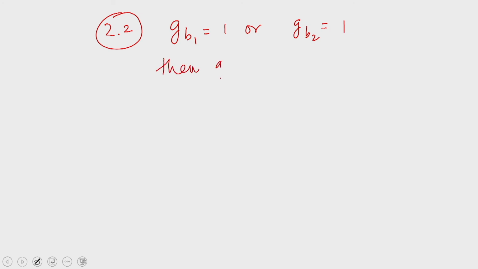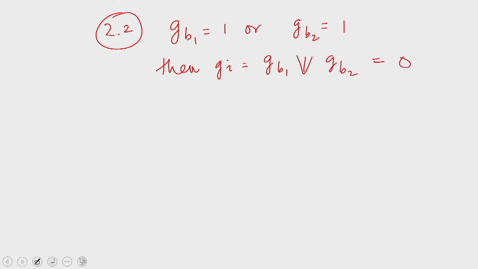Now, let us consider the second case. In this case, let us say GB1 equals 1 or GB2 equals 1. At least one of them is 1. Then Gi evaluates to 0, since Gi happens to be the NOR of these two, GB1 and GB2.